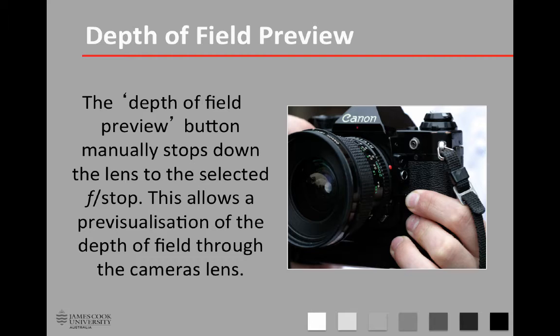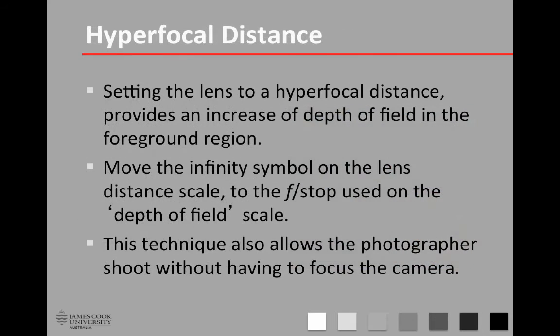One issue, however, is that because you are physically closing down the aperture in the lens, the viewfinder screen becomes considerably darker and it is more difficult to see the image, especially when you're using the minimum aperture. Try to locate this function on your camera and have a play with different f-stops and try to visualize the depth of field through the preview button.